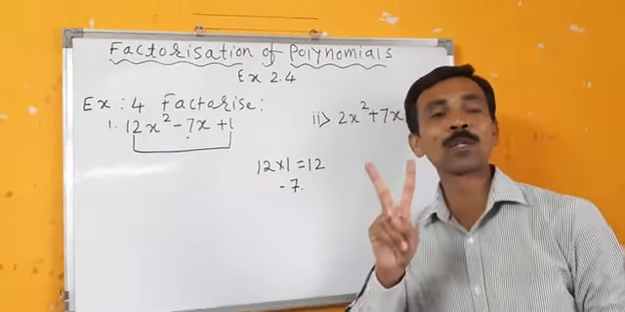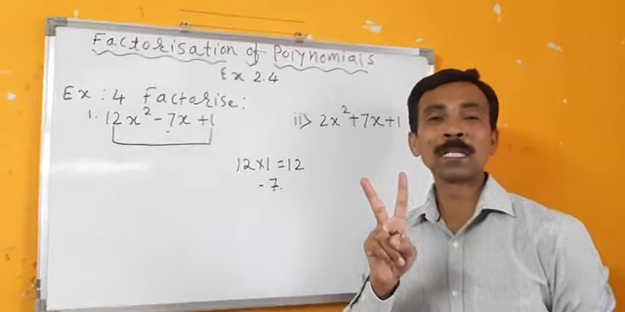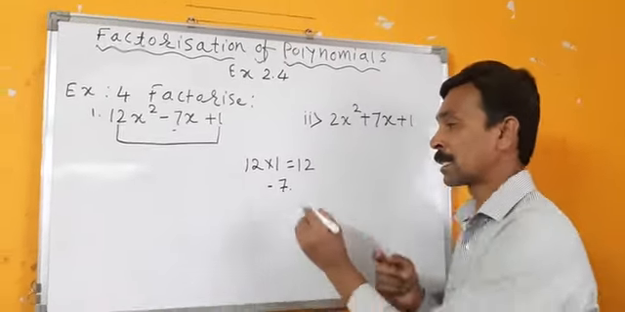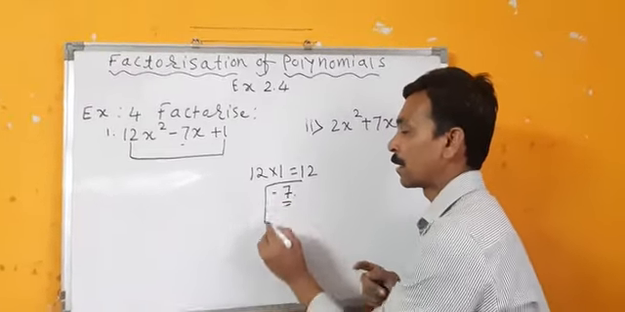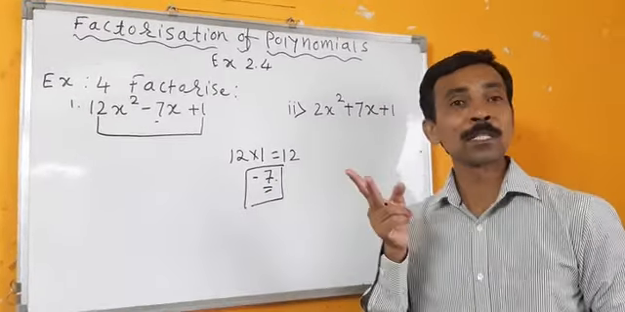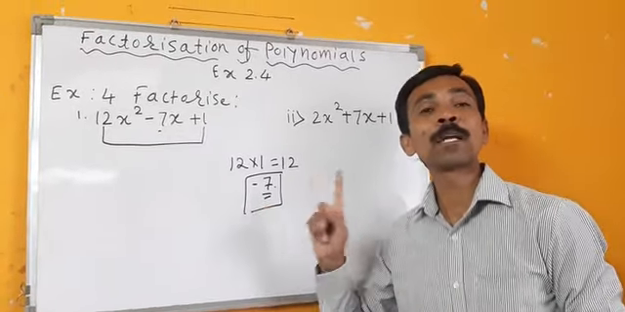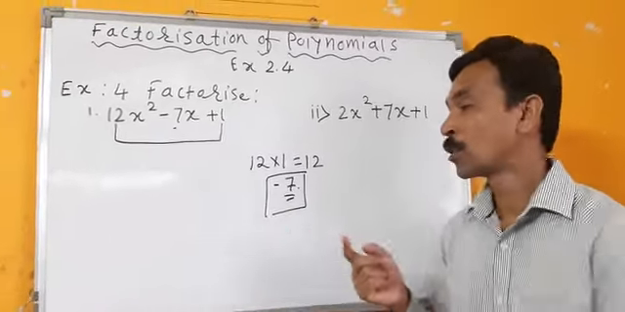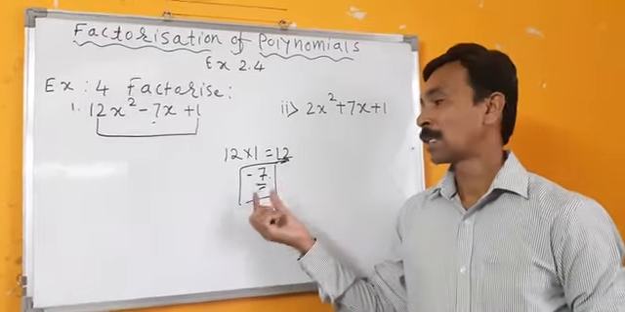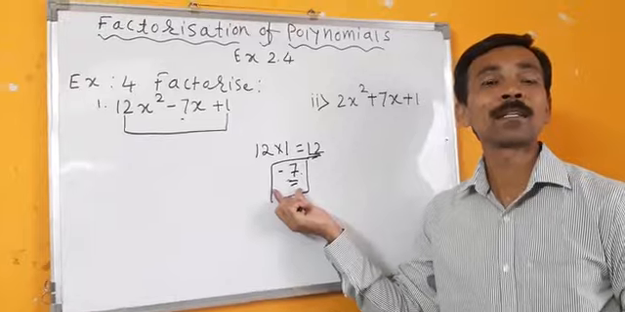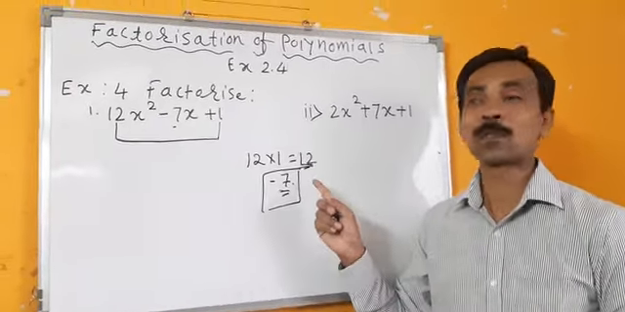Now you have to find two numbers in splitting the middle term. How many numbers? Two numbers, in such a way that the addition of those two numbers should be minus 7, and the multiplication of those two same numbers should be plus 12.